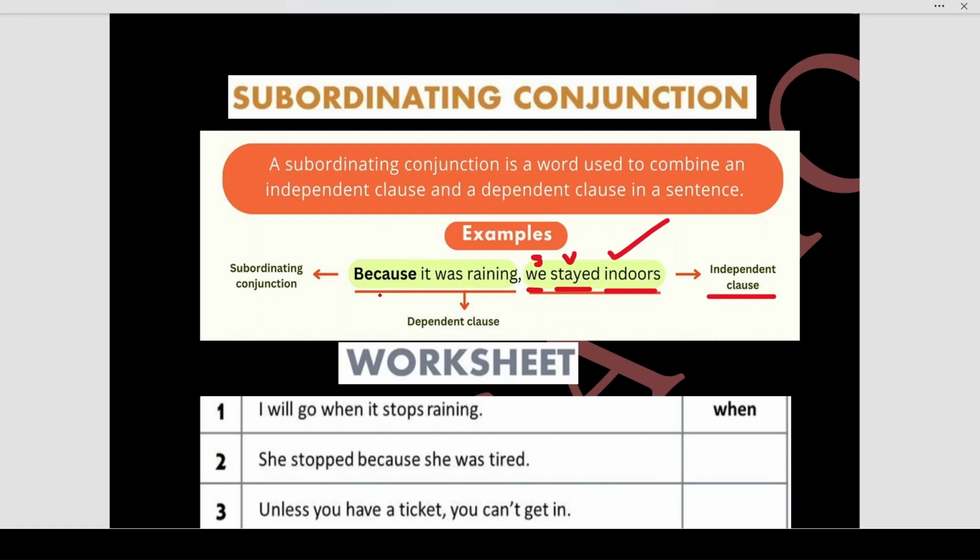But this first sentence, because it was raining, what sense does it make? Because it was raining, what did I do? Did I carry an umbrella? Did I stay indoors? Did I go outside? It is not making any sense on its own.